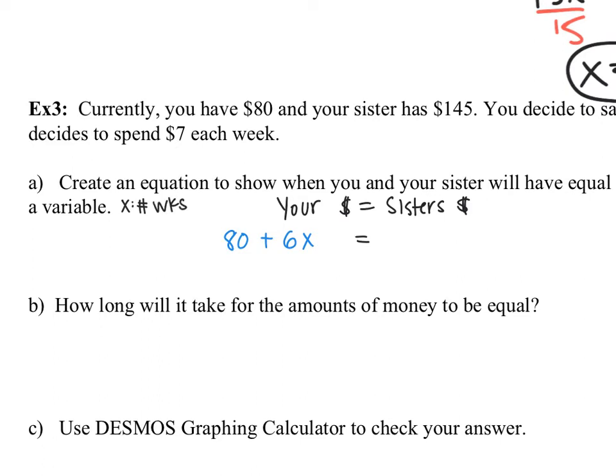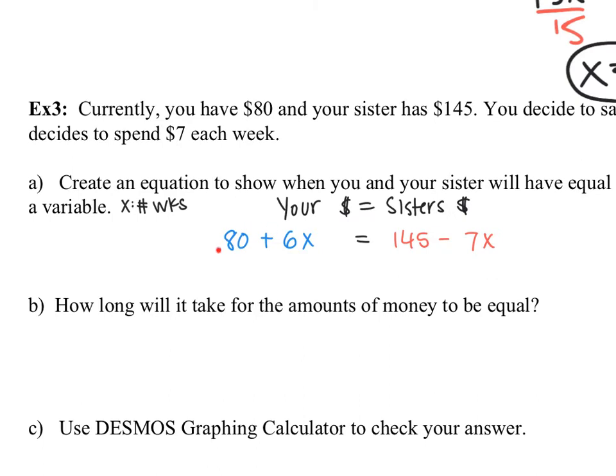For my sister, I know that she has $145, and since she's spending, her amount is going to go down, and hers is going down $7 each week, which means I would need to know the number of weeks and then multiply by 7. So for example, let's say it was 4 weeks, that would mean $7 for 4 weeks would be $28. That should be the amount that I should subtract off.